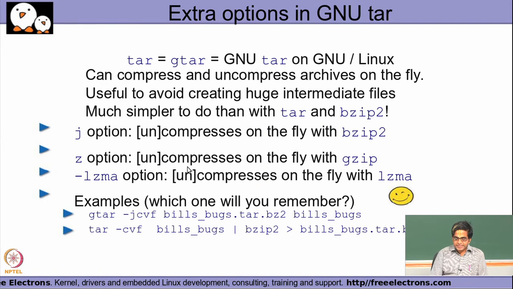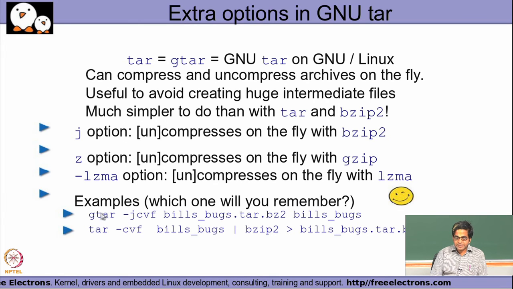If I use the GNU tar command, which is the default tar available on most GNU Linux distributions, I could also use the j or the z option as part of my xvf to directly untar from a bzip2 compressed file or a gzip compressed file.